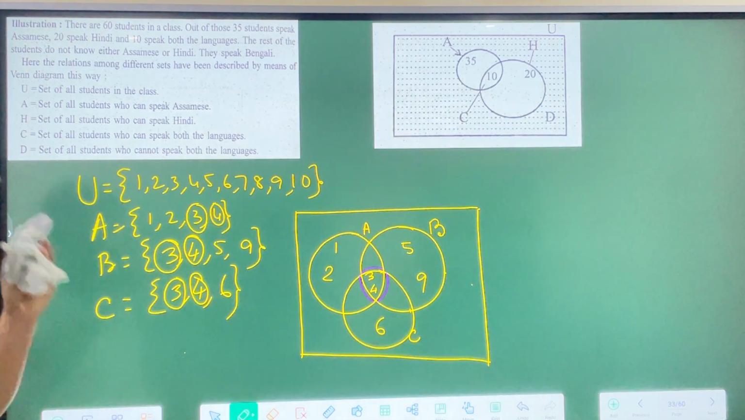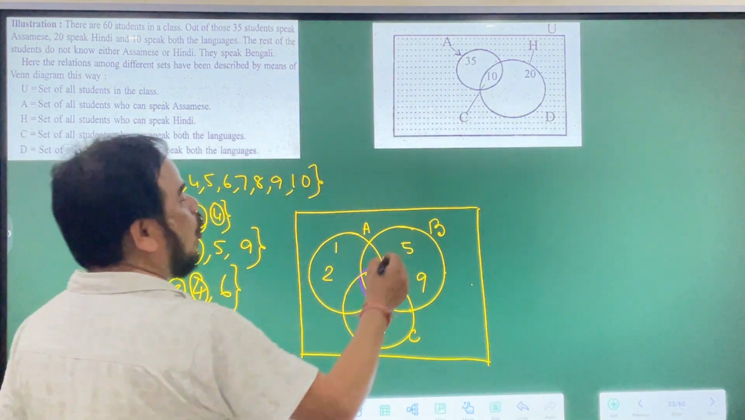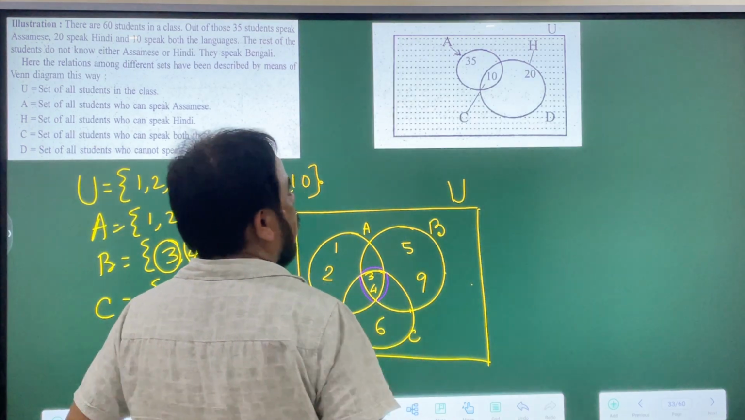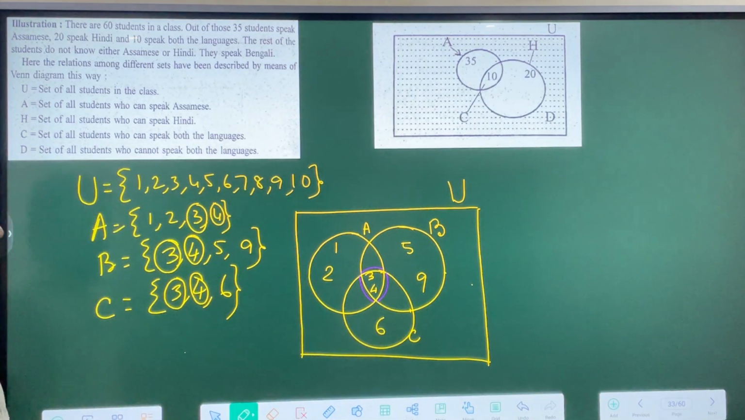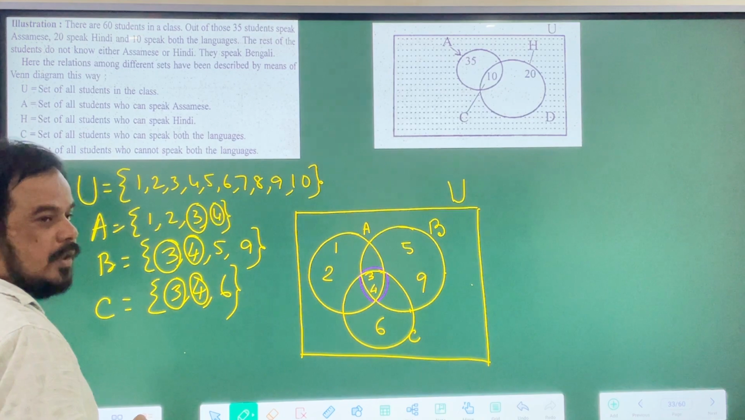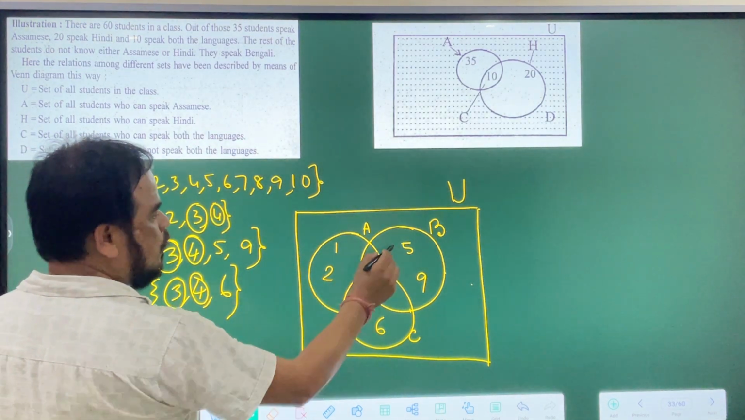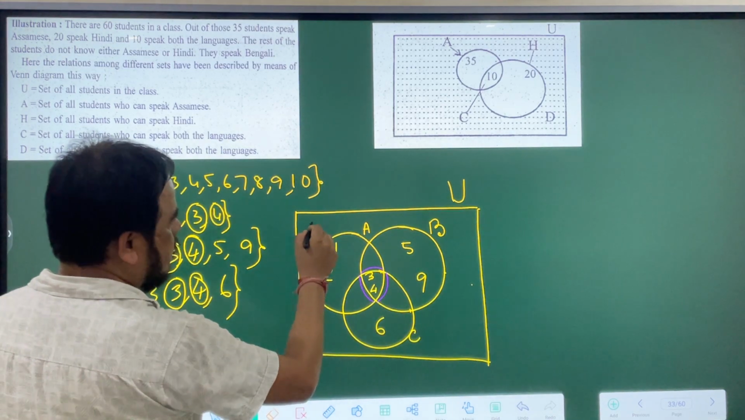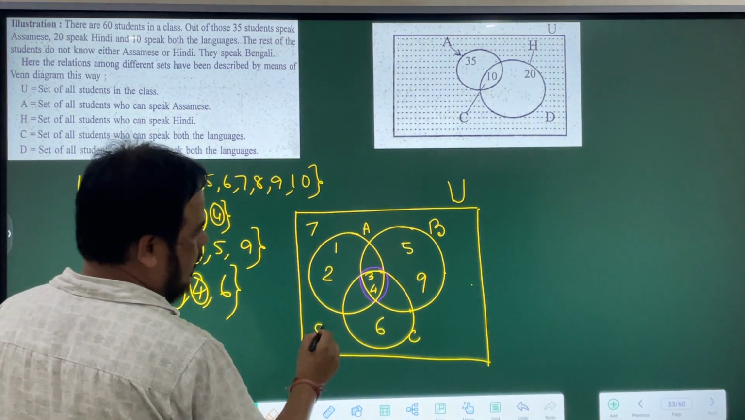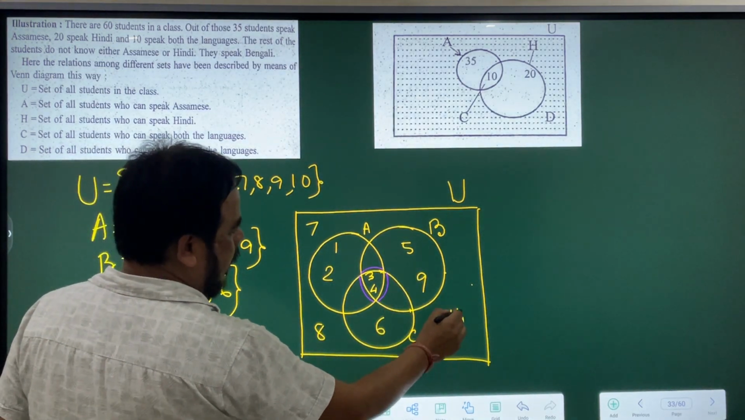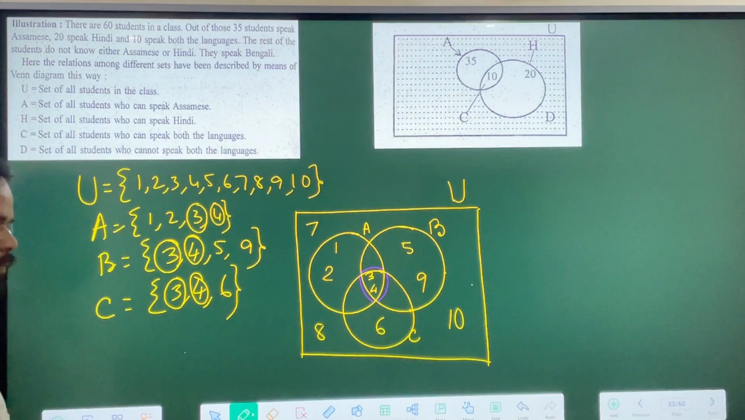I hope you understand. We have not yet finished the completion of the Venn diagram, because the universal set is 1 to 10: 1, 2, 3, 4, 5, 6, 7, 8, 9, 10. Now it is complete.